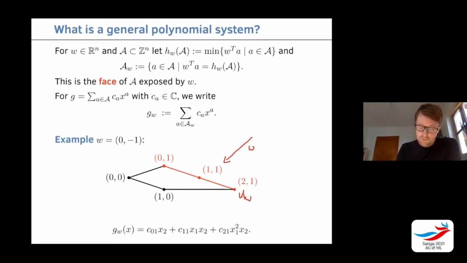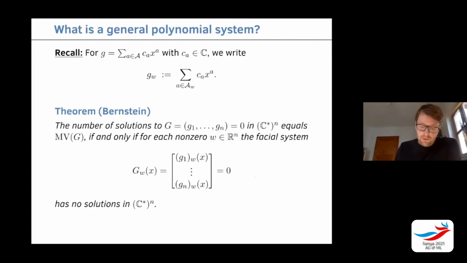And then G_W would be the polynomial that corresponds to these 3 terms, which you can see at the bottom of the slide. So recall that I call G subscript W the polynomial which I obtain by just keeping the terms corresponding to the face A_W. And then here's the theorem by Bernstein, which very precisely says when a polynomial system is general.